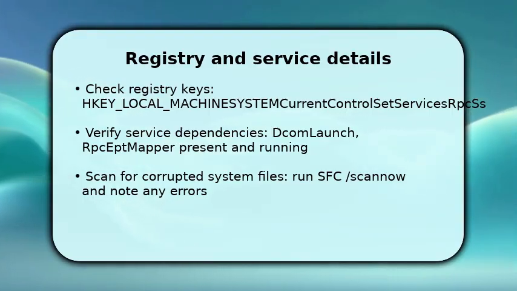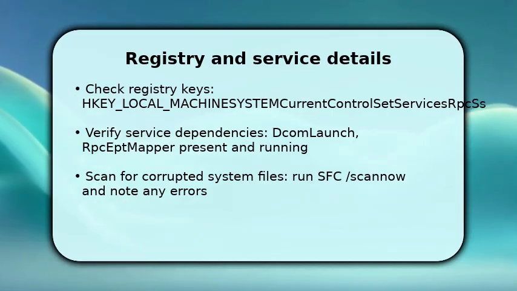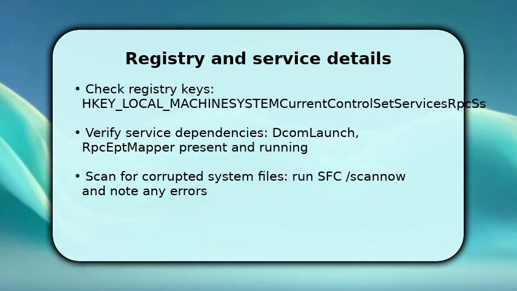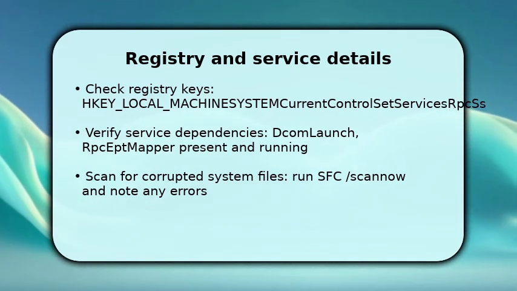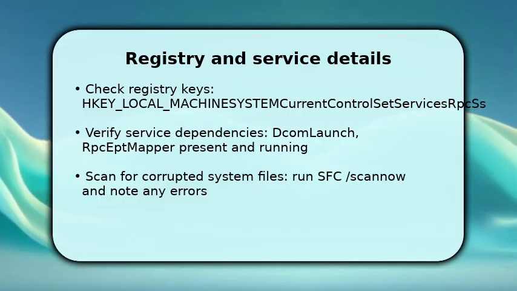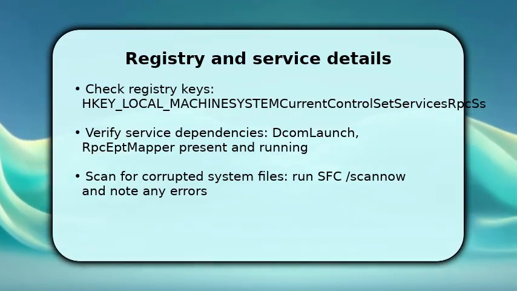After that, run an SFC scan with administrative privileges to detect corrupted system files that can spoil RPC binaries. If SFC reports fixable items, reboot and rerun until clean to ensure stable RPC behavior.